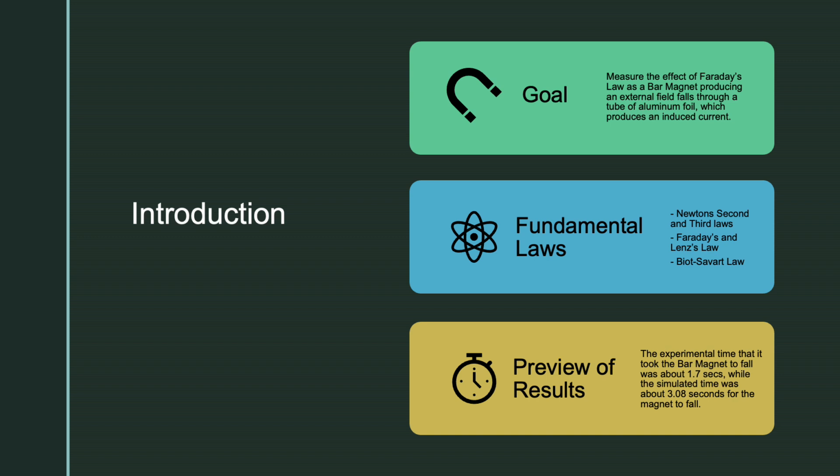So a little introduction getting into the lab. First we have to outline the goal of the lab. In this lab we are measuring the effect that Faraday's law has on a bar magnet that we drop through a tube of aluminum foil, and that tube of aluminum foil produces the induced current while the bar magnet supplies the external magnetic field.